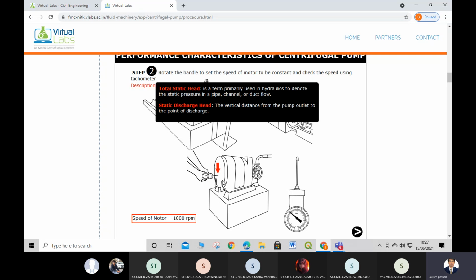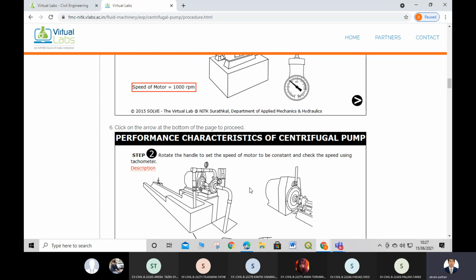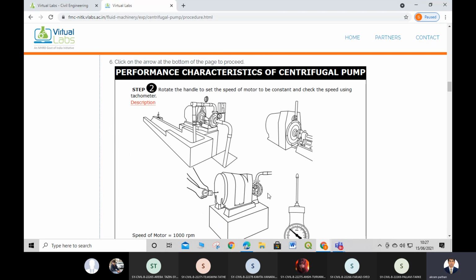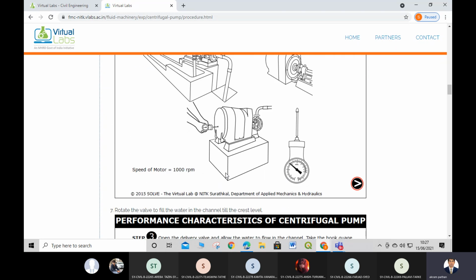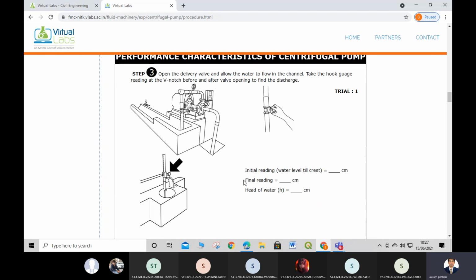In the case of the digital tachometer, we have to impact the rays on the shaft, and we measure the speed of the pump in RPM. Okay, we have measured the speed of the pump. Then in the third step, open the delivery valve and allow the water to flow through the channel. Take the hook gauge reading at the V notch.